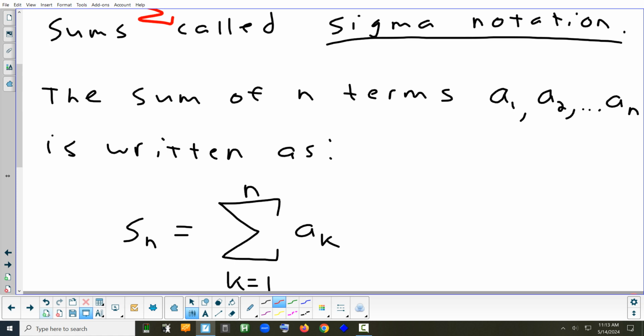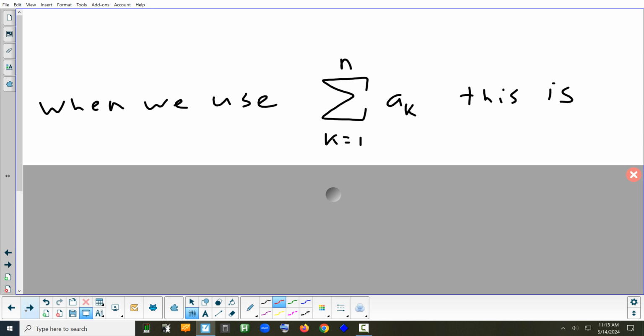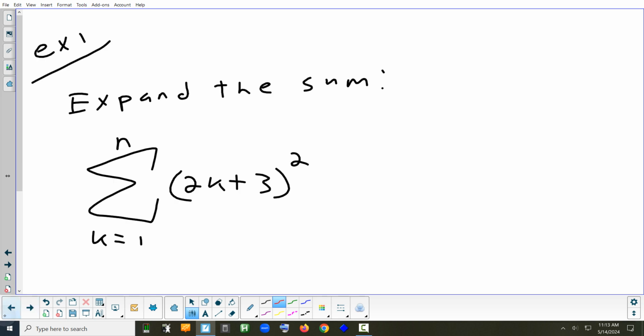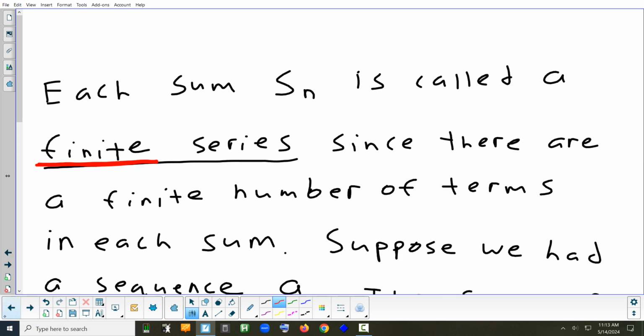So let's say I wanted to represent adding up the first 10 integers. Well, the formula for an integer is very, very simple. Let's say we start at 1, and I said the first 10, so I'm going to stop at 10. I'm going to use the letter k.